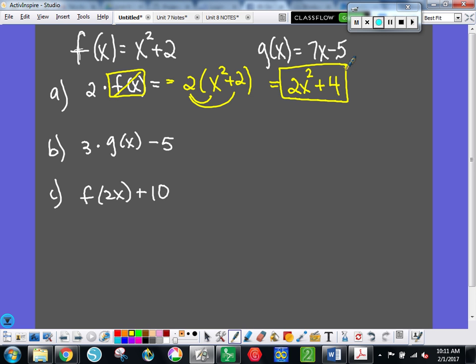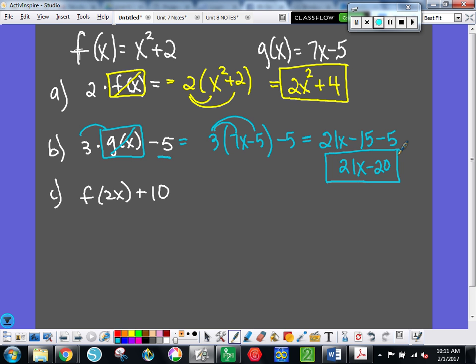Okay, let's do the next one. This one, I've got 2 things going on. I need to multiply this g function out and distribute whatever we have to, and then at the end, I'll subtract the 5. So let's start here. 3 times 7x minus 5, and then subtract 5. Distribute this. It would be 21x minus 15, still minus 5. What's our final answer? 21x minus 20. Are you okay with that one?